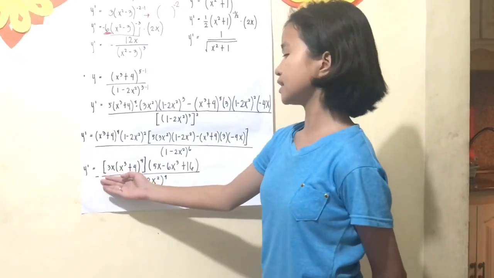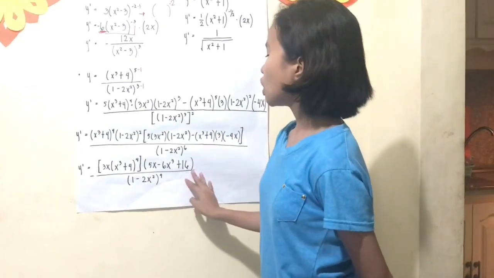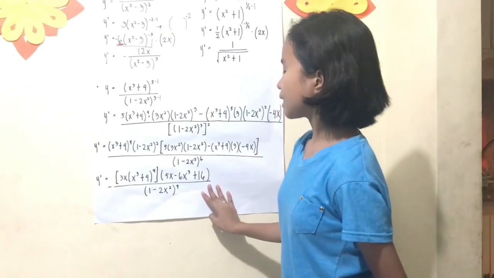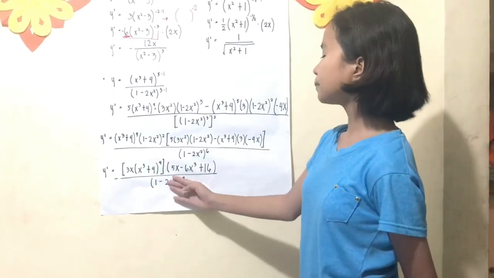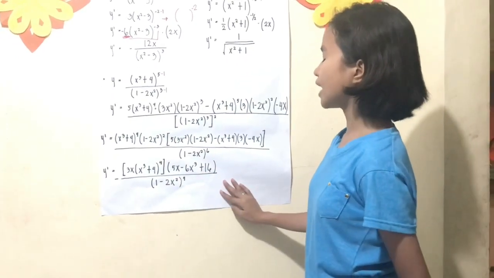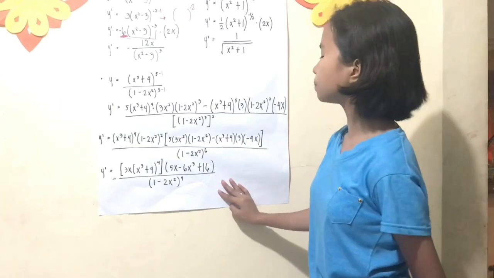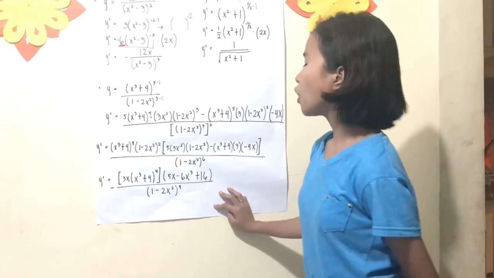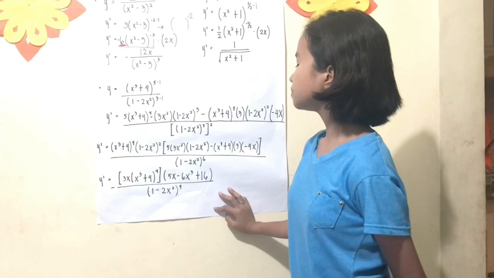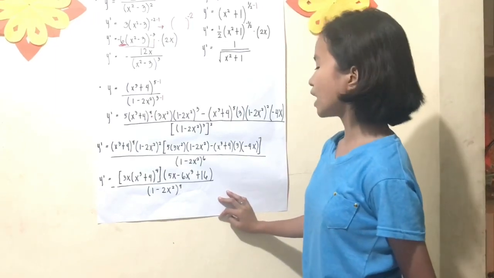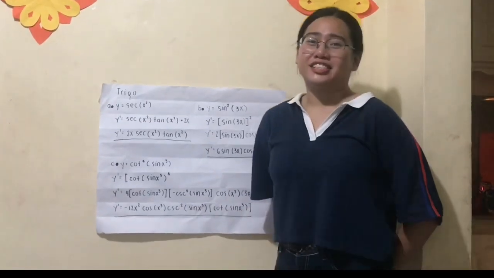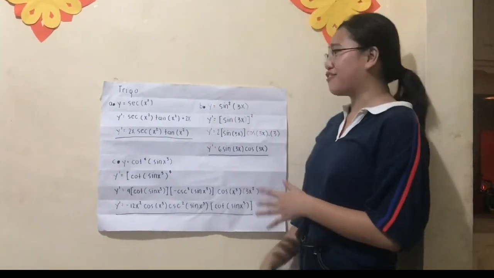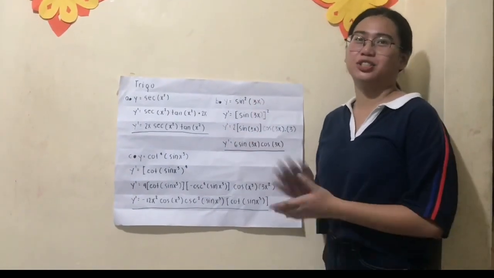Y prime is equal to negative 3x times the quantity of x cubed plus 4 raised to 4 multiplied by the quantity of 5x minus 6x cubed plus 16 over the quantity of 1 minus 2x squared raised to 4. Now, I'm going to discuss how to find the derivative of the trigonometric functions.